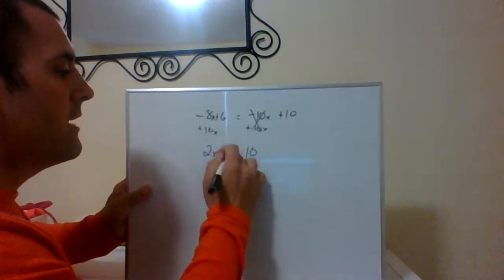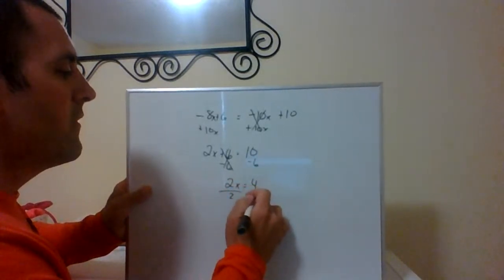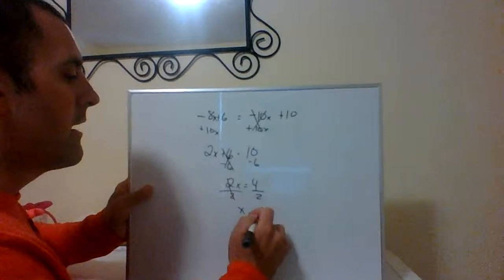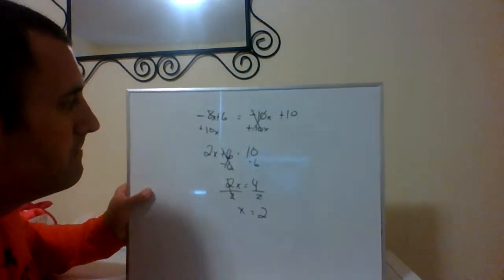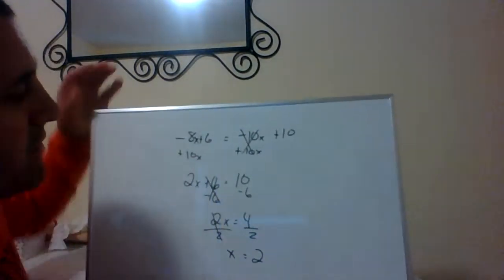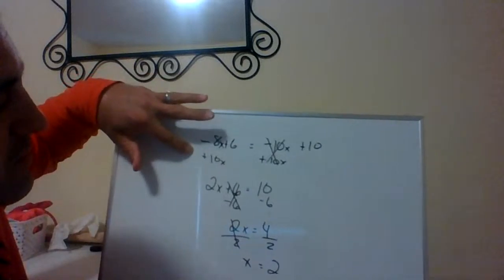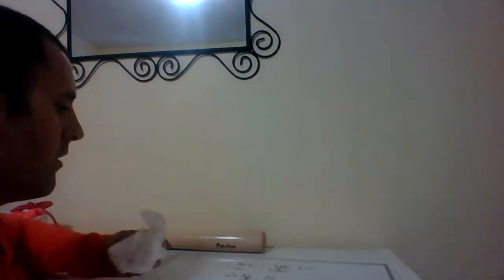Subtract 6 from both sides. 2x equals 4. Divide both sides by 2. And x equals 2. Simple. But again, that combines to what we did the first week, which is doing integers. You have to be able to do integers too. That's why we're doing this stuff. It all comes back.